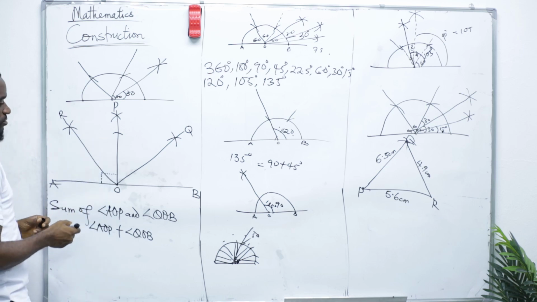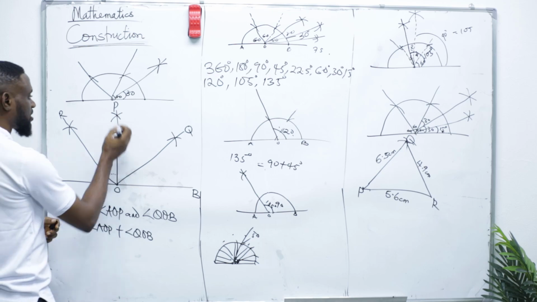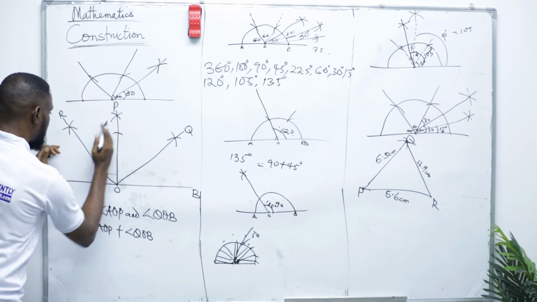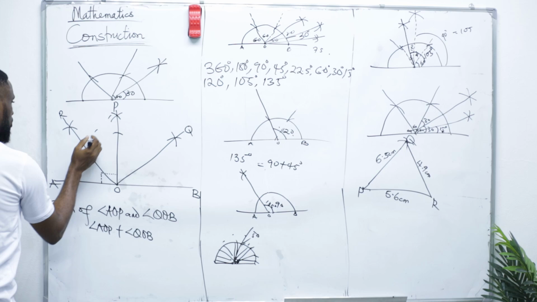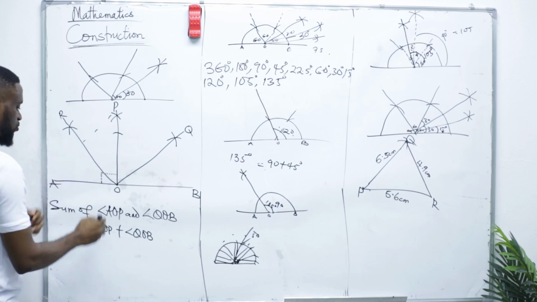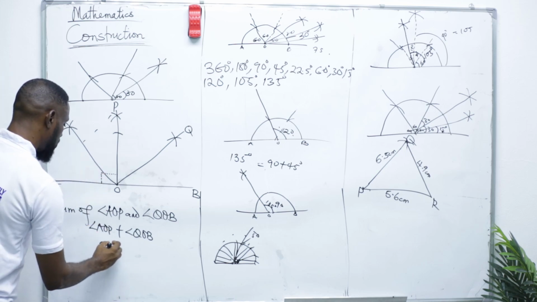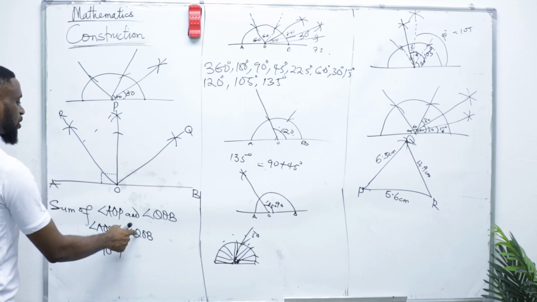This is a right angle triangle. This is 90 degrees. Look at it. Everything here, from this point to this point, is the angle they're talking about. So it is 90 degrees. So this is our 90 degrees plus QOB.